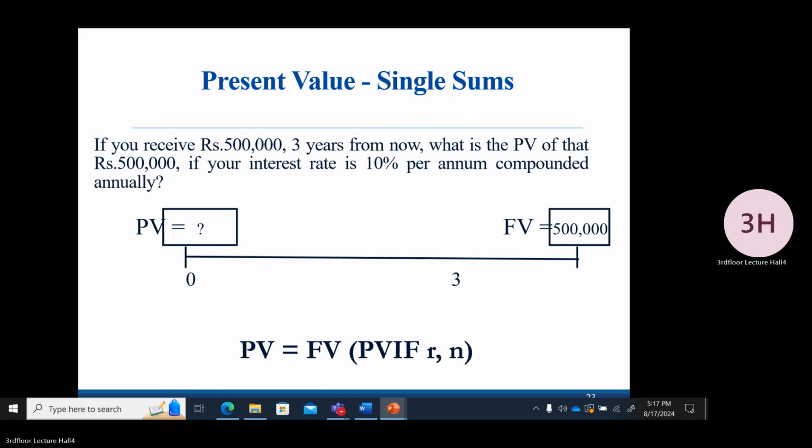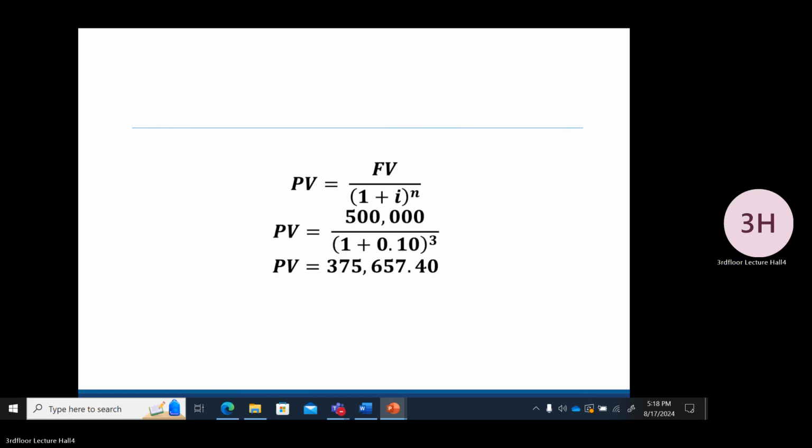Any question? Are you okay? If you have any question, you can ask. No worries. What is the present value? 375,650. So this is the present value. I think it is correct. 375,657.